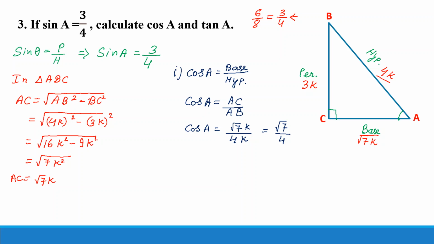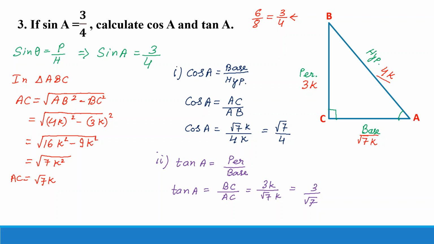In the same way, if we calculate the value of tan A, we know that tan theta is perpendicular upon base. So tan A here will be perpendicular, that is BC, upon base, that is AC. The value of BC is 3k. The value of AC is root 7 k. So it will be equal to 3 by root 7.